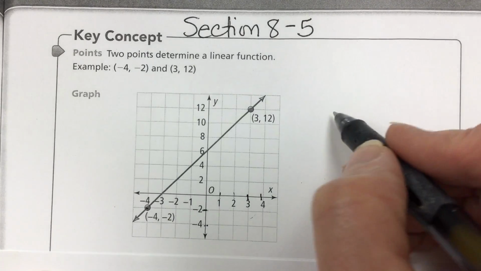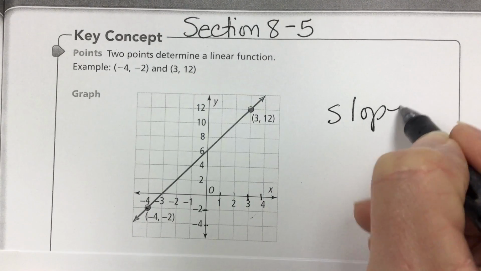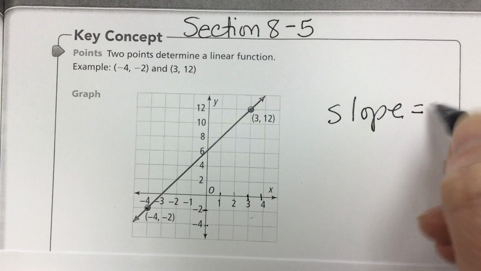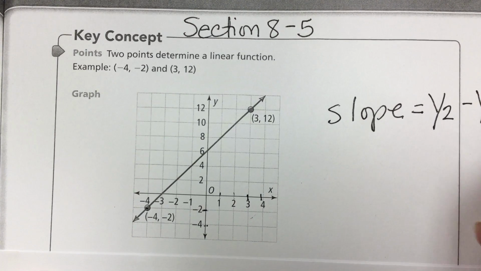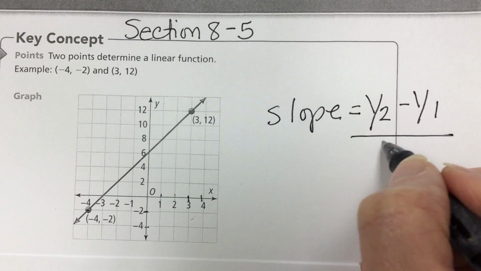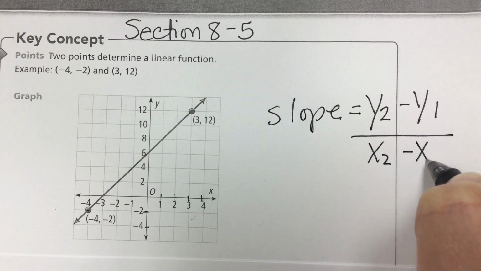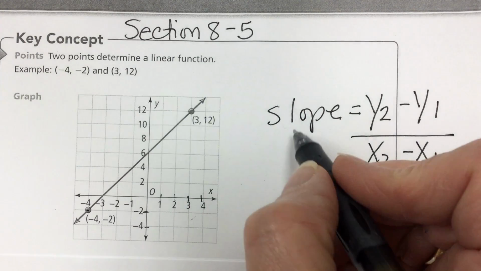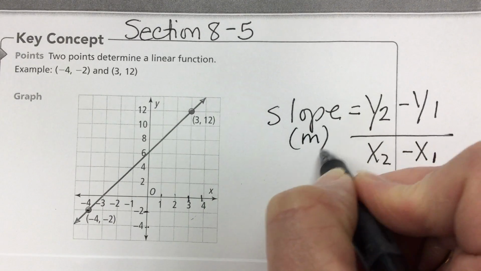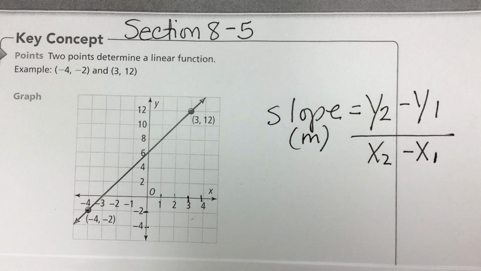Next, let's find the slope of this line. Remember to find the slope, that's y sub 2 minus y sub 1 over x sub 2 minus x sub 1. Okay? That is your slope formula. Remember, m is your slope or your rate of change.